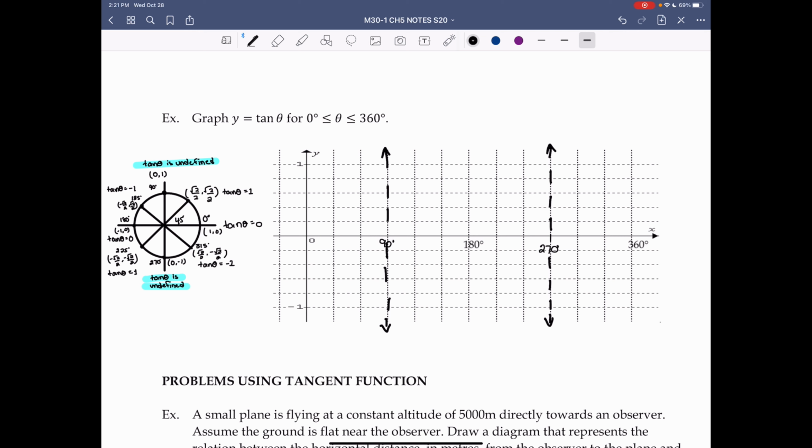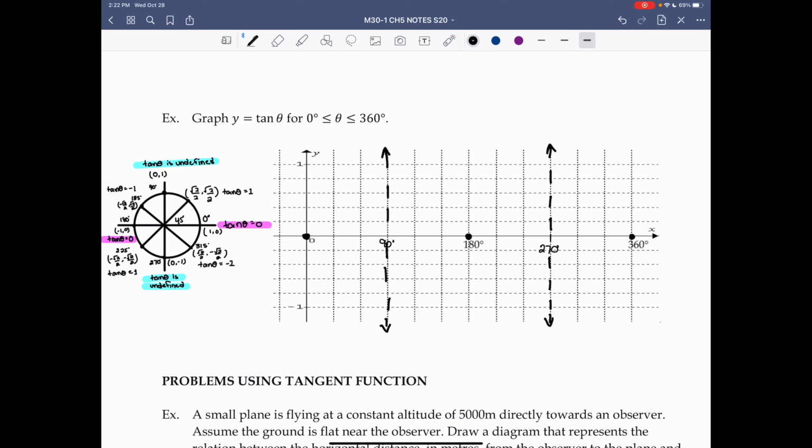Next, let's plot our X-Intercepts. Those happen at 0 degrees and at 180 degrees. 0 degrees, 180, and then again when we get back to 0, which would now be 360.